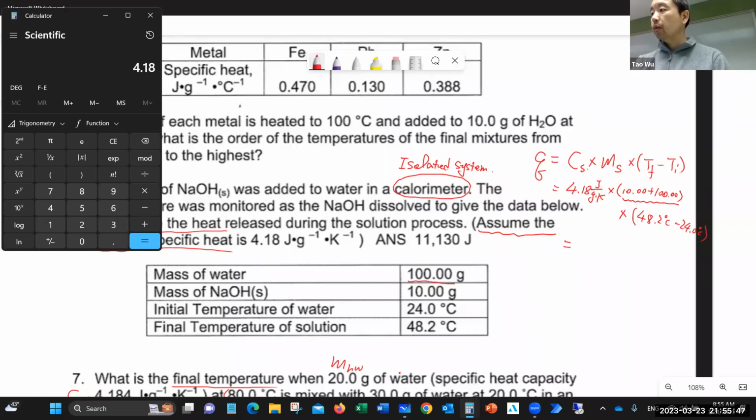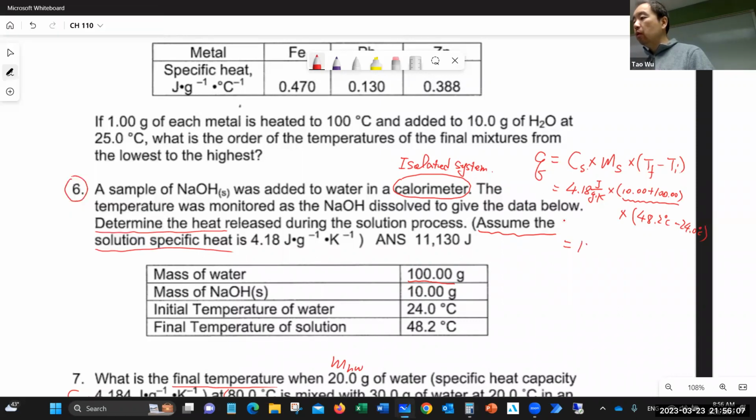4.18 times 110, times 48.2 subtract 24. And you got 11127. And this is in joule. But if you look at the sig fig, 5, 4, 2, 3, 3. So generally, you should be able to keep 3 sig fig in this case.